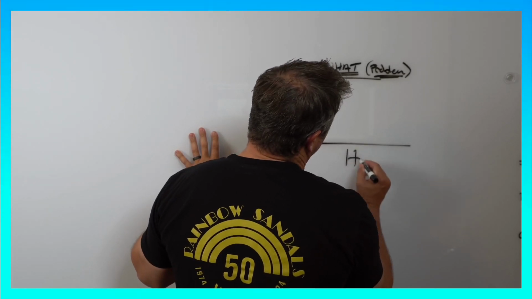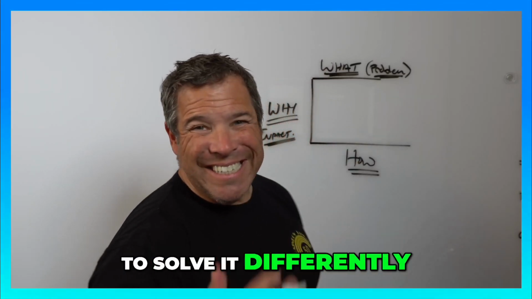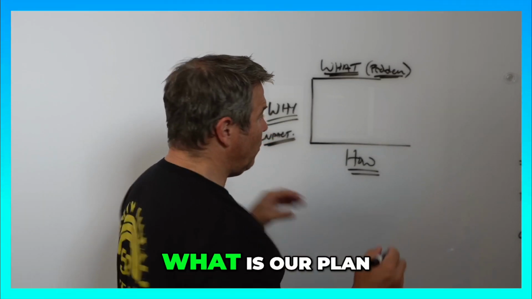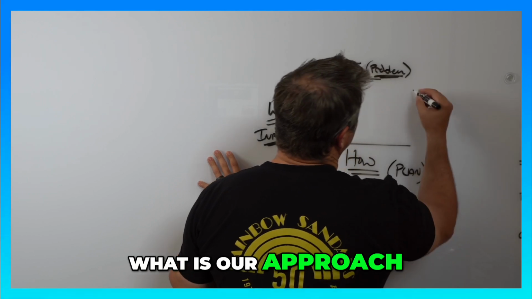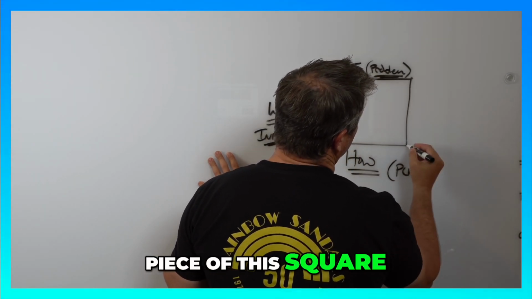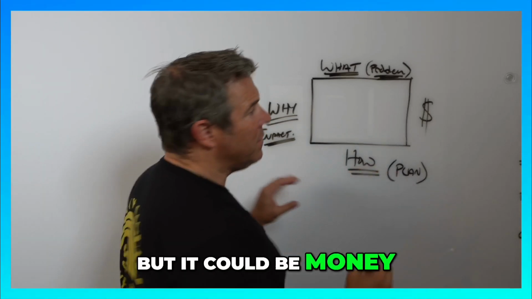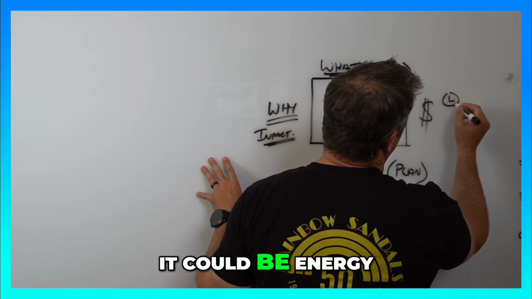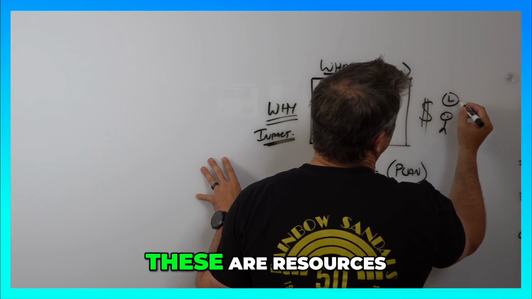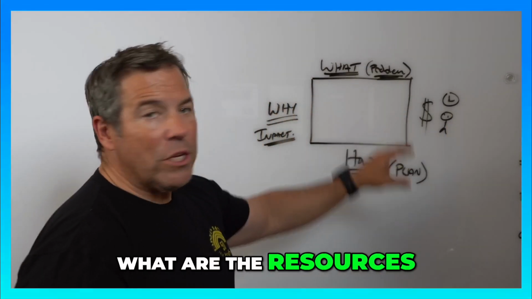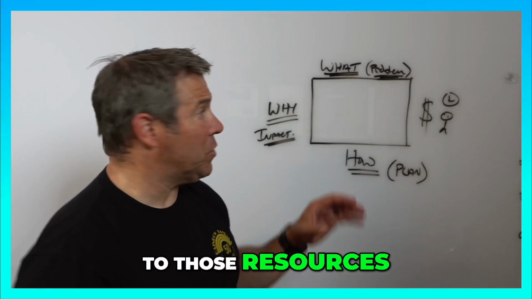How? How are we going to solve it? How are we going to solve it differently? What's going to change? What is our plan? What is our approach? And then the last piece of this square, I put a money sign here, but it could be money, it could be time, it could be energy, it can be people. These are resources. What are the resources that it's going to take to solve the problem? Do we have access to those resources?